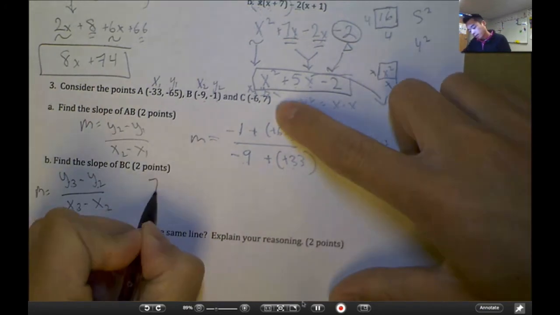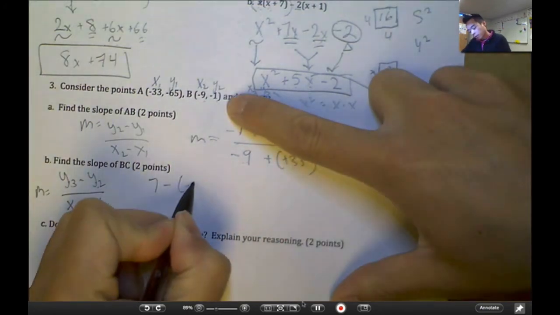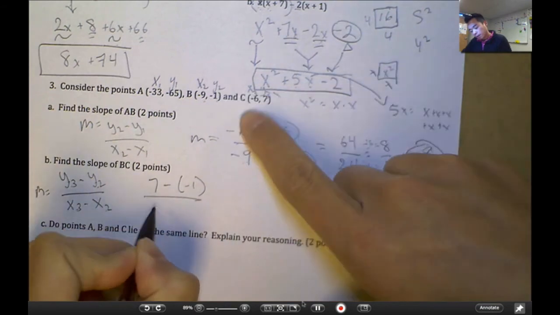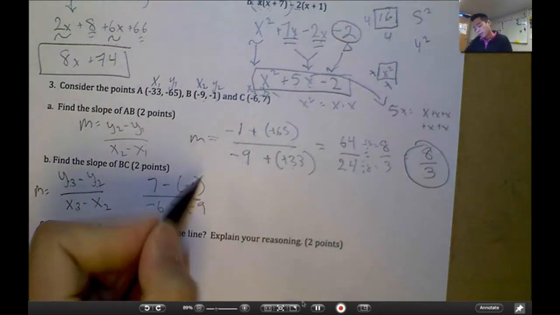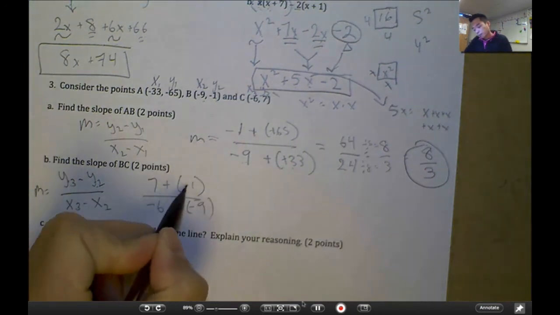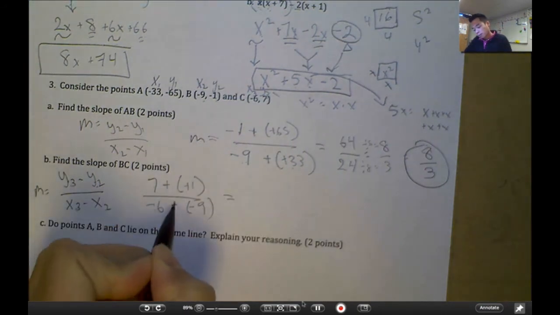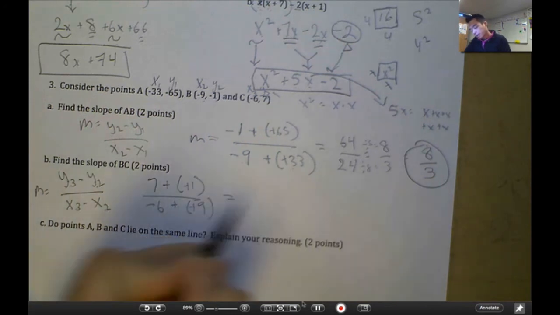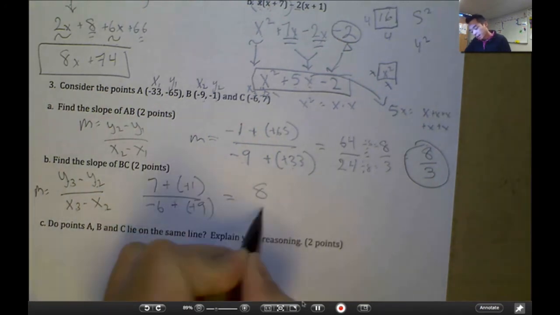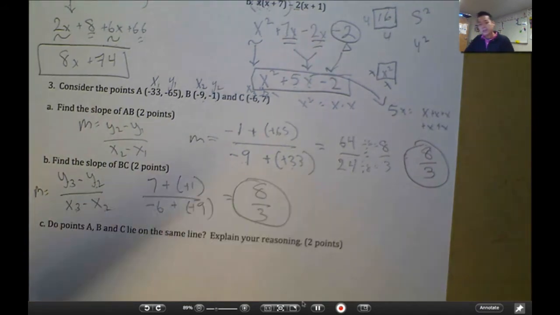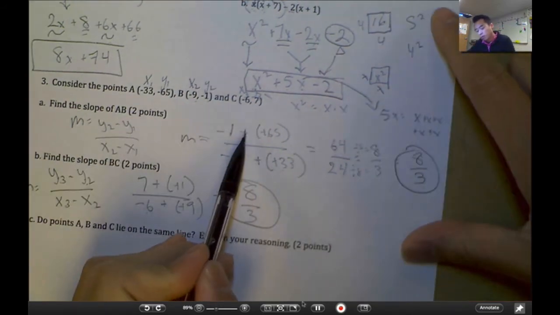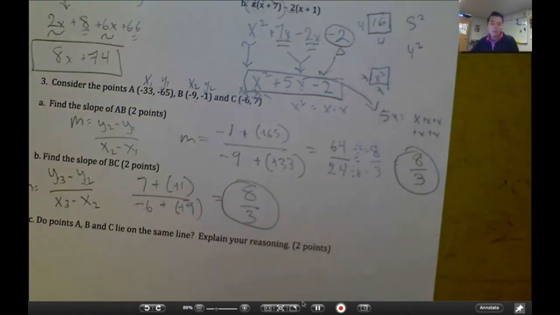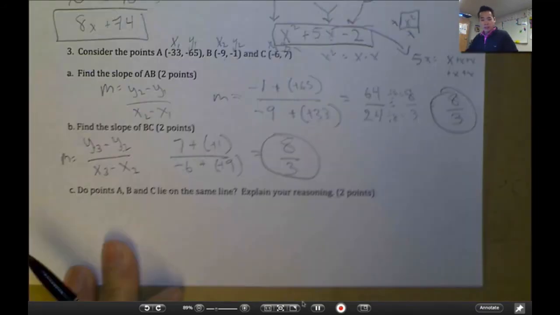I have 7 minus negative 1 over negative 6 minus negative 9. Again, I have double negatives. So keep, flip, change, keep, flip, change, and I have 8. Negative 6 plus 9 is 3. There's my slope between the 2 points. Some of you missed that because you just put in the negative 6 and you forgot about this negative here. Some of you simplified incorrectly. So double check your work.